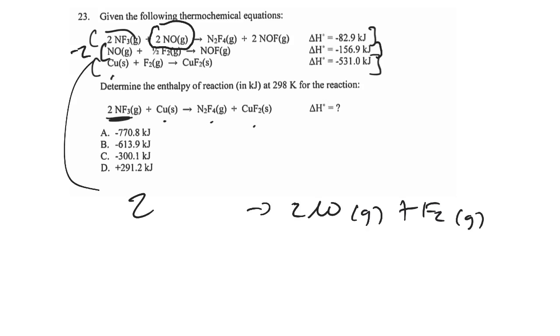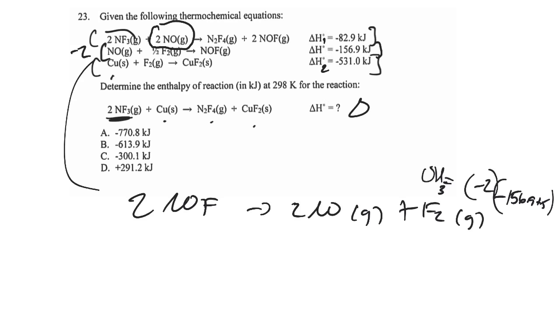Now 2 NOF. Now this works, or the delta H of this reaction has to be double of what we started with in the negative. So I need to take the minus 156.9 kJs and multiply that by -2. So I'm going to take delta H1, delta H2, and my delta H3 is equal to this. My new delta H is delta H1 plus delta H2, and then plus delta H3. So just minus 82.9 plus minus 531.0, and then plus -2 times minus 156.9.